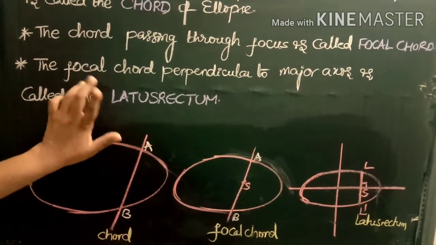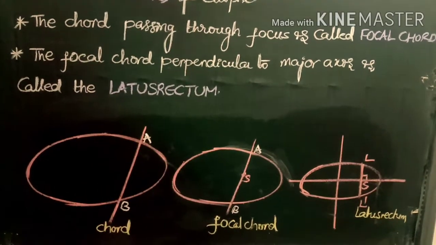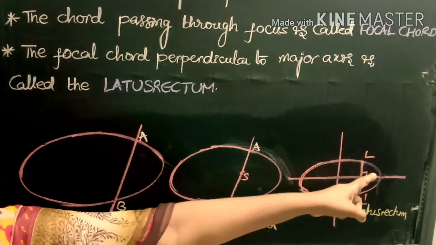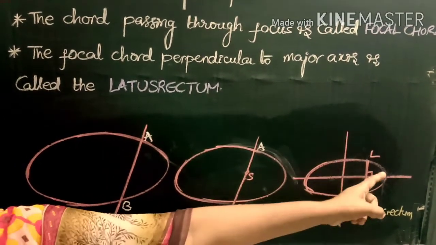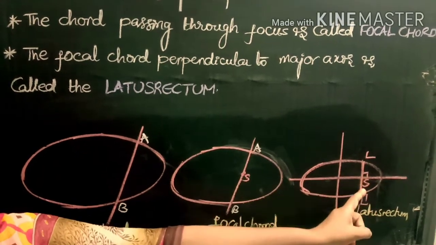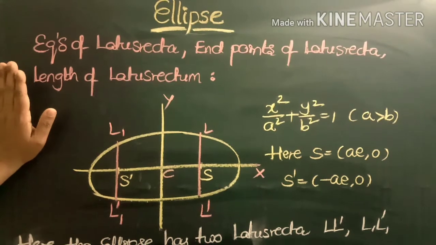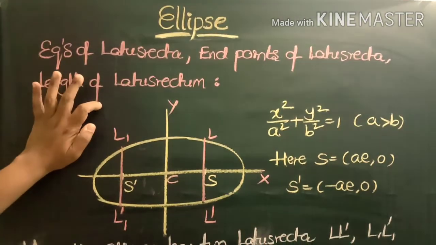And the next definition, the focal chord perpendicular to the major axis is called the lattice rectum. Now this is the focal chord that is perpendicular to the major axis. Here the x axis is the major axis. Now this is the line perpendicular to the major axis and passing through the focus. Now this is called the lattice rectum. Next definition, equations of lattice rectum, endpoints of lattice rectum, length of the lattice rectum.